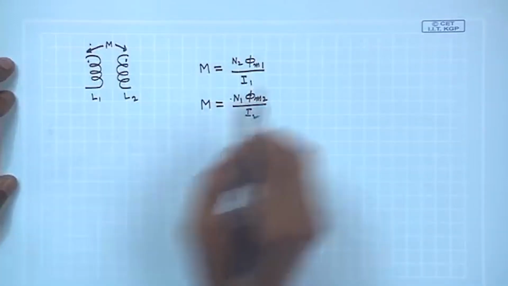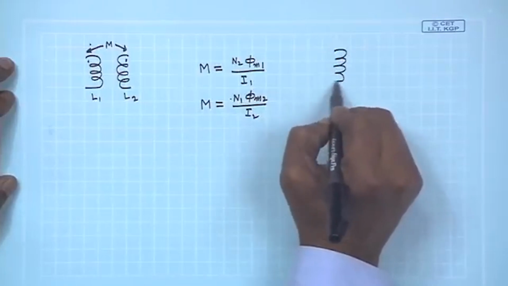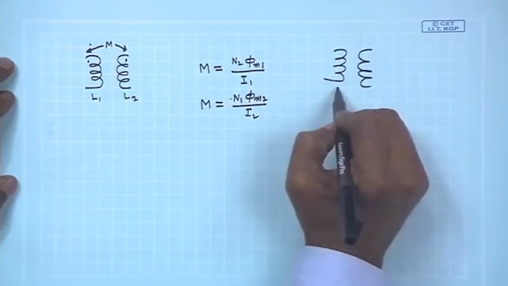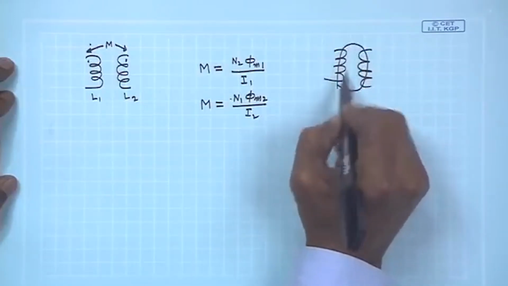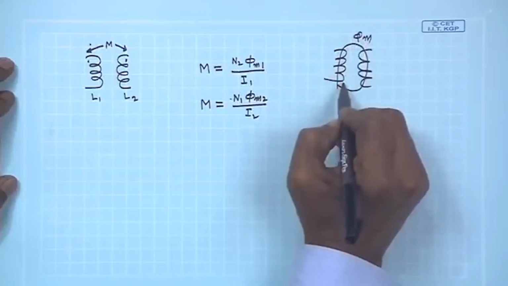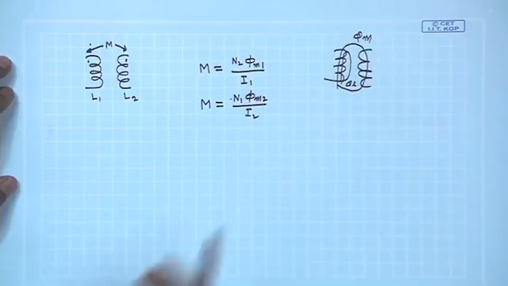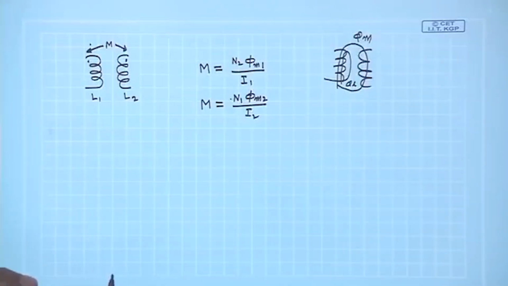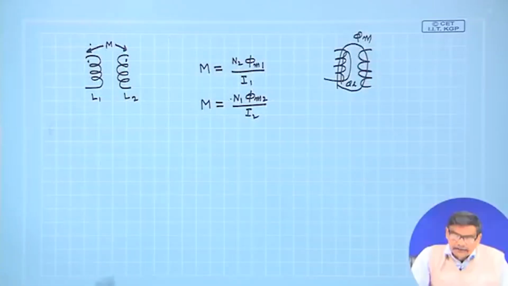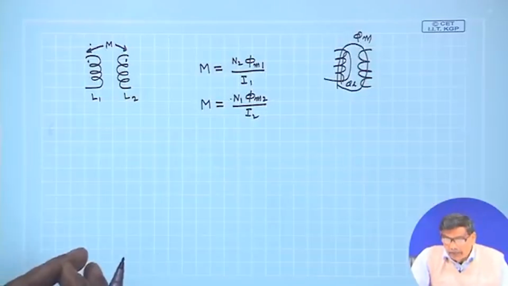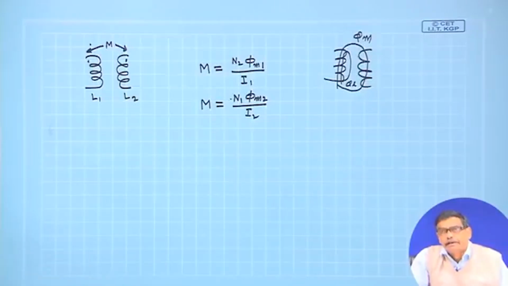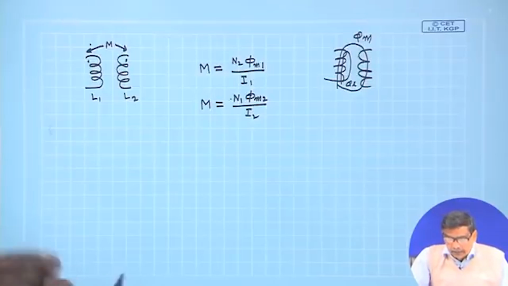Now, these fluxes, which is the mutual flux here, this is phi m, and these are the leakage flux paths, phi L. Generally, if the coils are very tightly coupled, then the leakage flux will be little. In fact, for a transformer, coupling should be made very high, so that most of the fluxes are mutual fluxes.